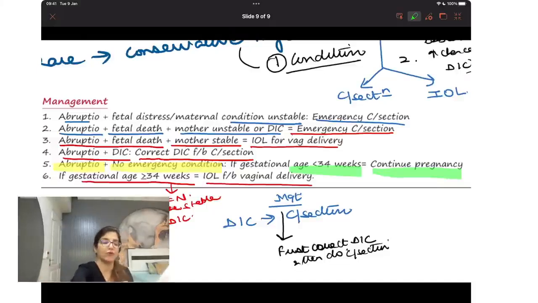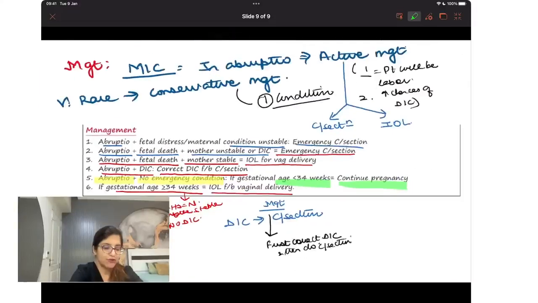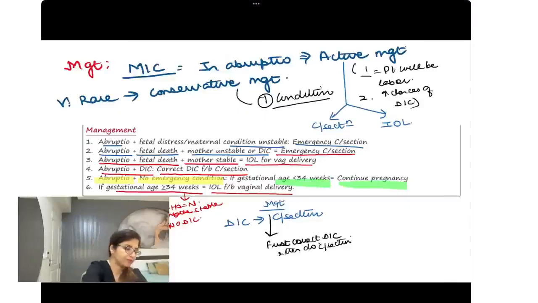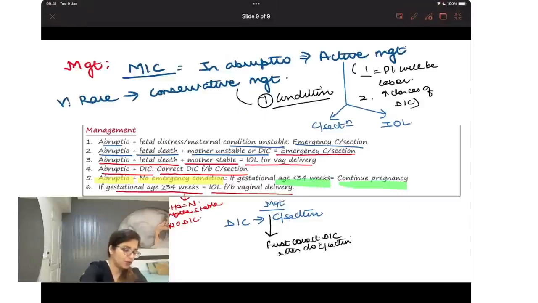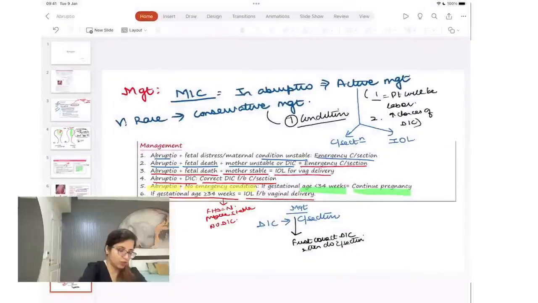Have you understood, all of you? Yes? So that is what you have to remember in case of abruptio. Quickly, I want to tell you 2-3 important points on DIC.